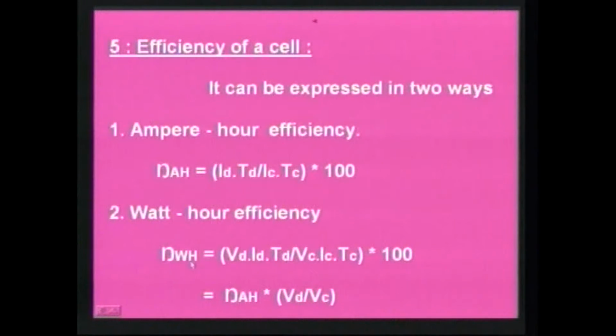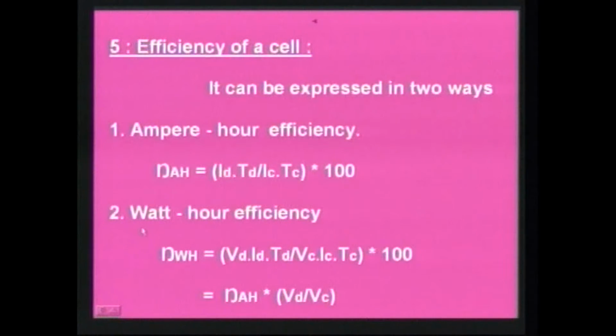Similarly, watt hour efficiency is equal to VD, the voltage during discharge, into ID, the current during discharge, into TD, divided by VC, the voltage during charging, into IC, the current during charging, into TC, the time during charging, into 100. Here we get both the efficiencies in percentages.